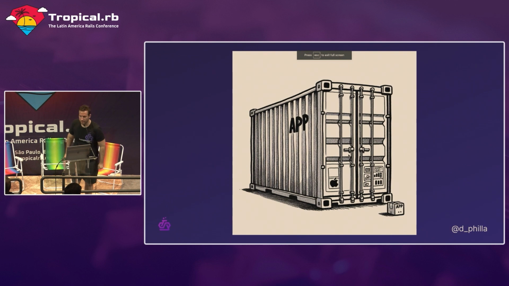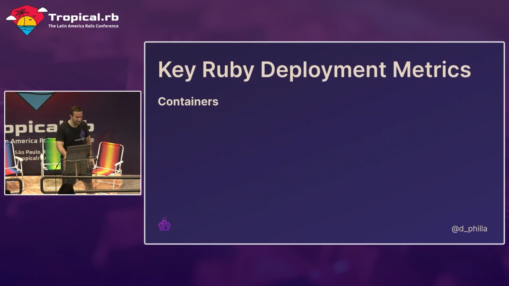This is a little image that I had ChatGPT make for me, and it kind of exemplifies this, right? That's a container, a shipping container, and that's a box. It's roughly the size difference. So, boxer, Docker, containers. Some key metrics.